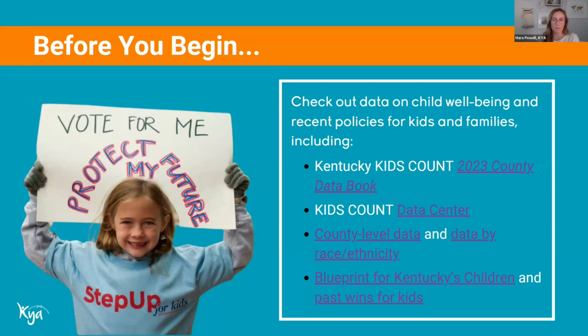And then, of course, the Blueprint for Kentucky's Children is a coalition of child advocates, like many of you, with a shared state policy agenda focused on thriving communities, strong families, and successful kids. If you're not familiar with the Blueprint, or this is the first time you're getting connected with us, we welcome you to learn more about the Blueprint and some of the past wins for kids that we've had, and where you can plug in going into the 2025 session.